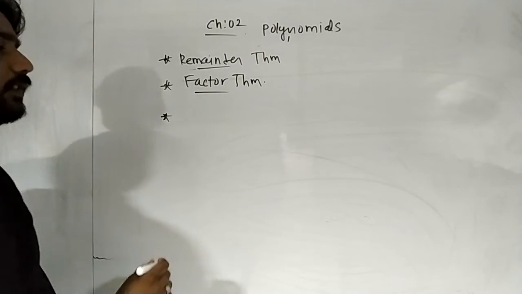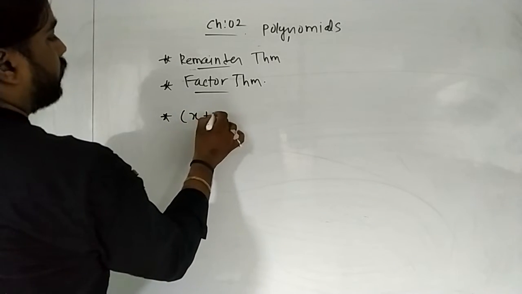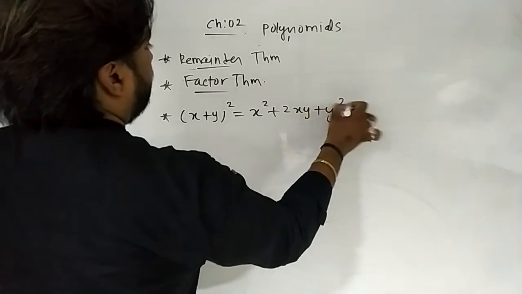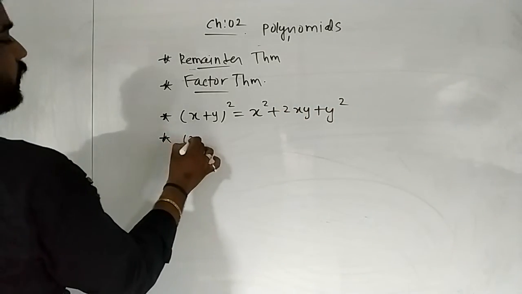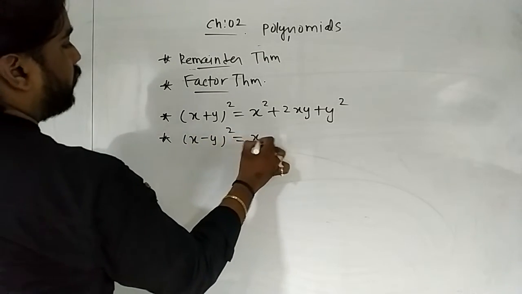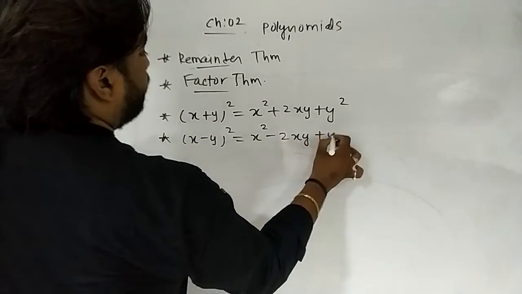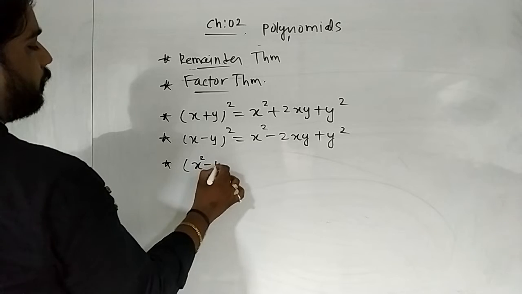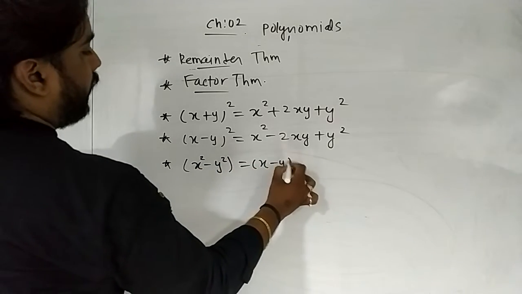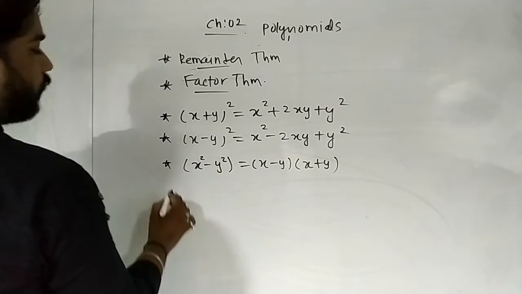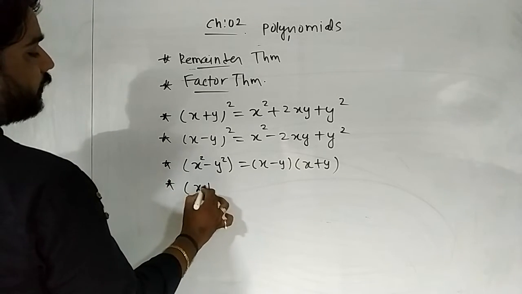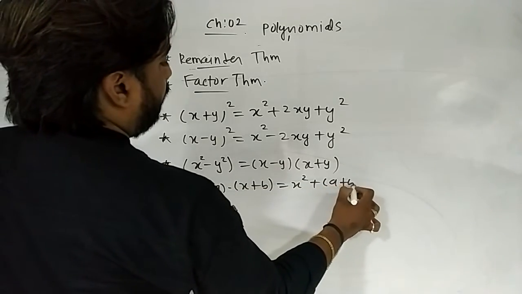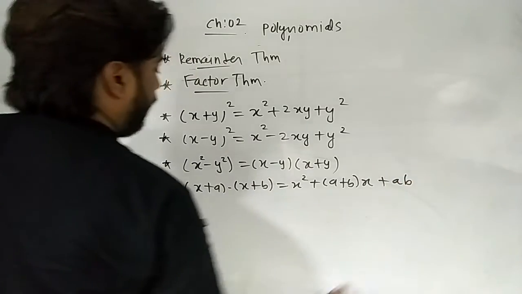After that, we have discussed some of the identities. That is, first one was x plus y whole square, that is x square plus 2xy plus y square. Then we have discussed what? x minus y whole square, that is x square minus 2xy plus y square. Then x square minus y square, that is x minus y into x plus y. Then we have discussed x plus a into x plus b, that is x square plus a plus b x plus ab.